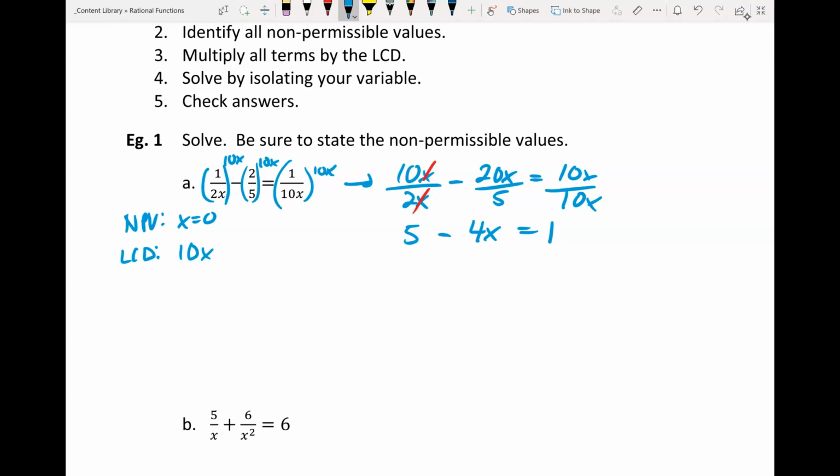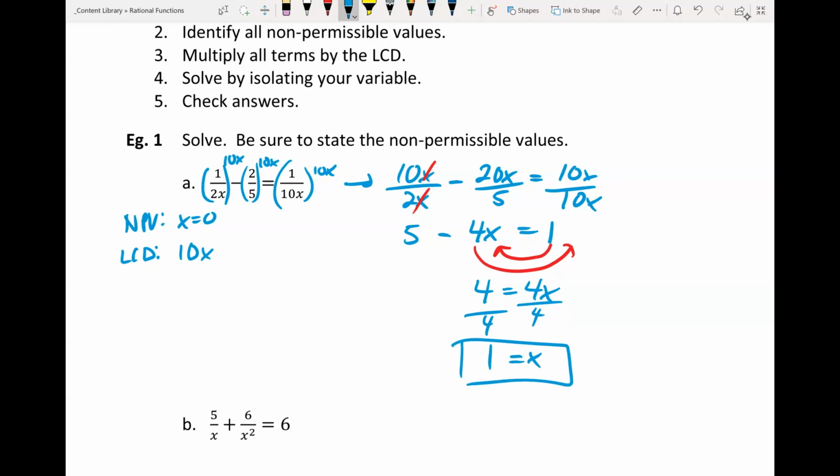Now we're going to rearrange and solve for x. So I'm going to move this 1 to this side, so it becomes -1, and then move the -4x to this side. So we have 5 minus 1, which is 4. And then we have positive 4x here. Last, we're going to divide both sides by 4. x is equal to 1. And that would be our final answer.